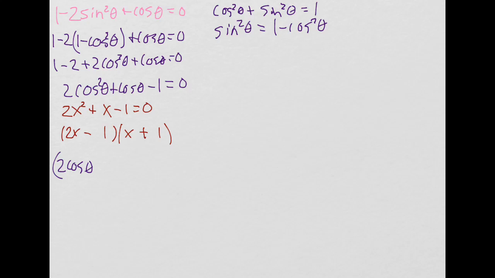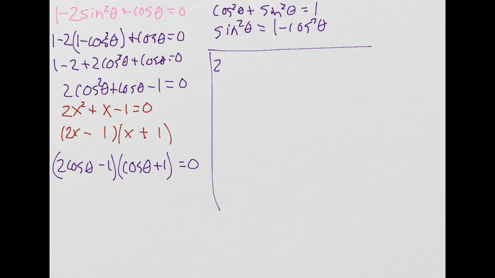2 cosine theta minus 1 times cosine theta plus 1 equals 0. And now we just have the classic zero product property that says if you have two things multiplied together and they equal 0, either one of them is 0, the other one is 0, or they're both 0. And so now we just have to set each of our factors equal to 0 and figure out what our solutions are. 2 cosine theta minus 1 equals 0, so we can solve that for cosine.